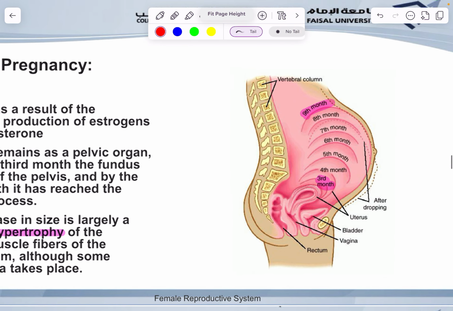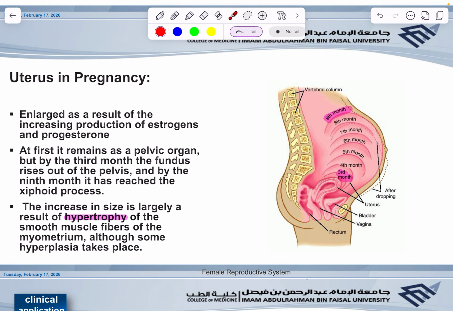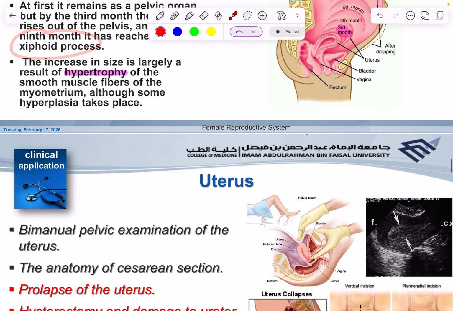In pregnancy, it's طبعا the uterus is going to enlarge بسبب الhypertrophy. يعني there's not usually hyperplasia. The main reason is going to be hypertrophy of the muscle itself. It's basically saying إنه by the third month it can leave the pelvic cavity وبعدين by the 9th month it can reach the xiphoid process.